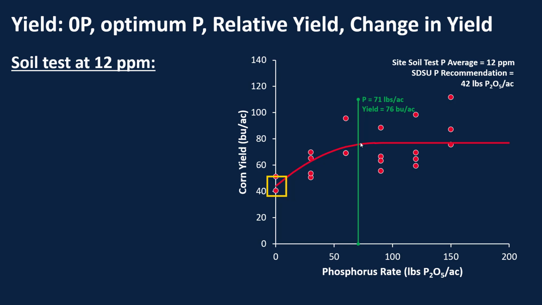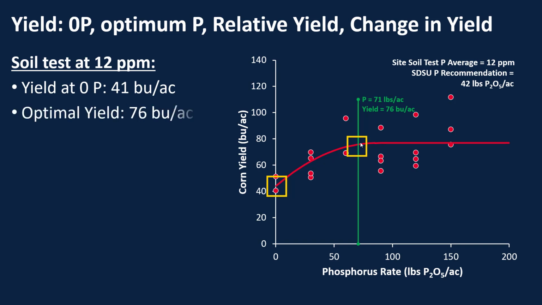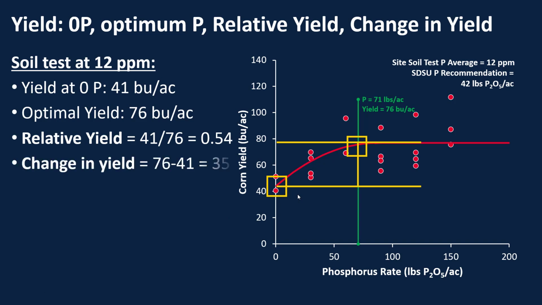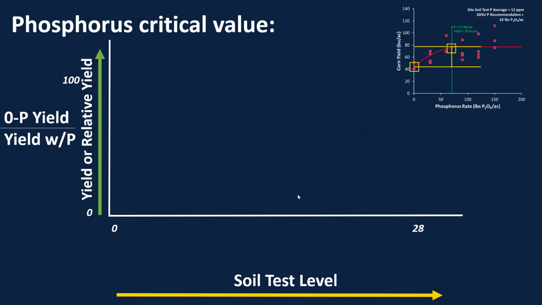So relative yield takes the yield that we have at 0, which is 41 bushels per acre. We take our yield at optimum, which was 76 bushels per acre, and we divide, and it gets to 0.54, which is 54% yield if we don't apply any phosphorus to this field. And then we can also look at the difference between those two lines to look at the change in yield, which would be about 35 bushels per acre if we added phosphorus to this field, which is a sizable amount.